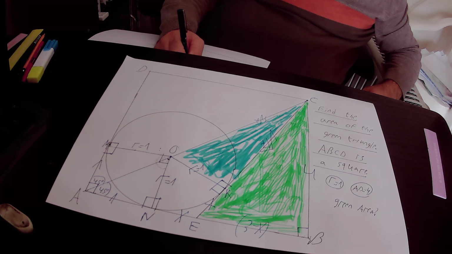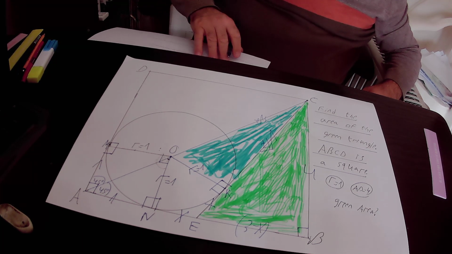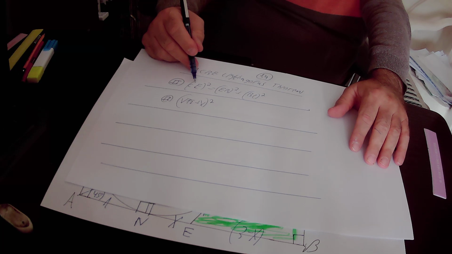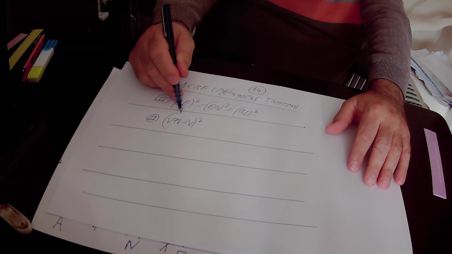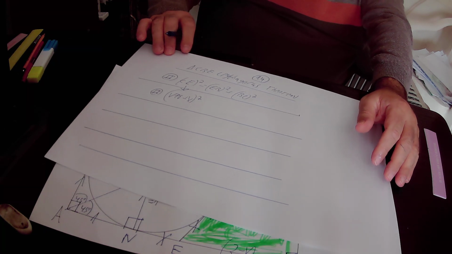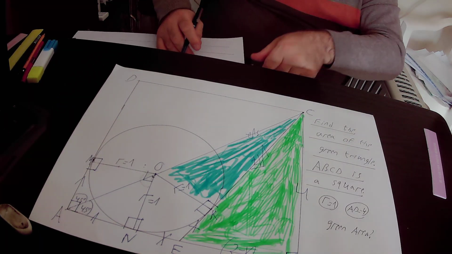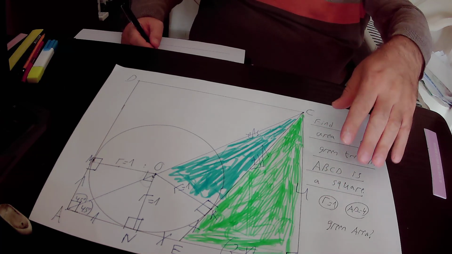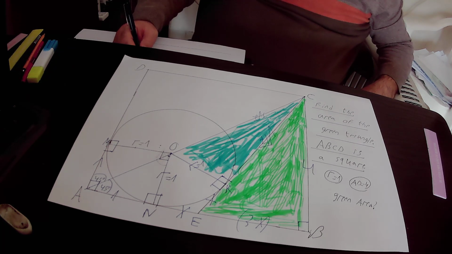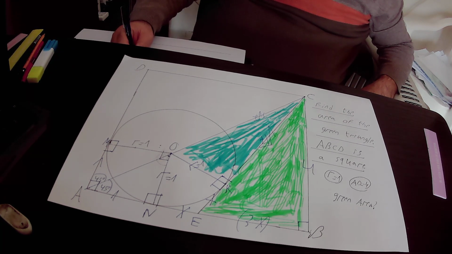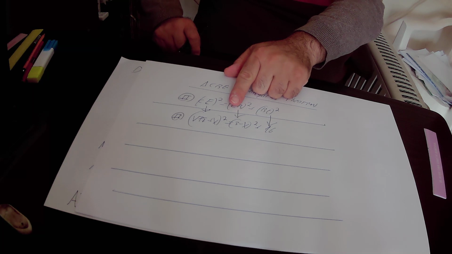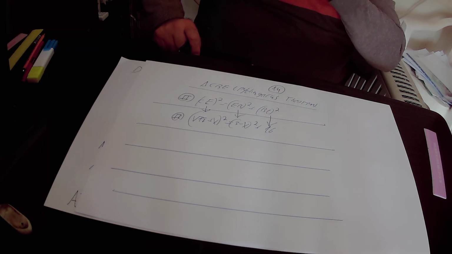So CE square will be equal to (square root of 17 plus x) square. Again, CE equals square root of 17 plus x. So CE square will be equal to (square root of 17 plus x) square, and it equals BE square. BE equals 3 minus x. Therefore, BE square will be equal to (3 minus x) square plus BC square. BC equals 4 units. Therefore, BC square will be equal to 4 square. 4 square is 16. So, in conclusion, we found out that (square root of 17 plus x) square equals (3 minus x) square plus 16.